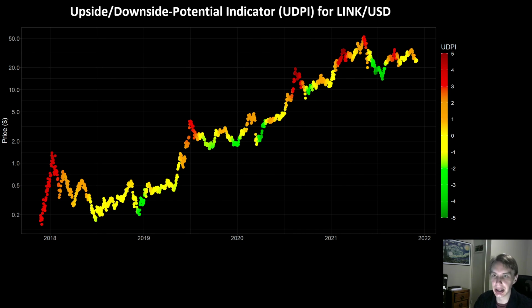But what you can see is that what's going on with the UDPI more recently is that the risk level has been falling. So you see we're going from these orange areas down here into the yellow. So risk has actually been falling on Link as it's been correcting.